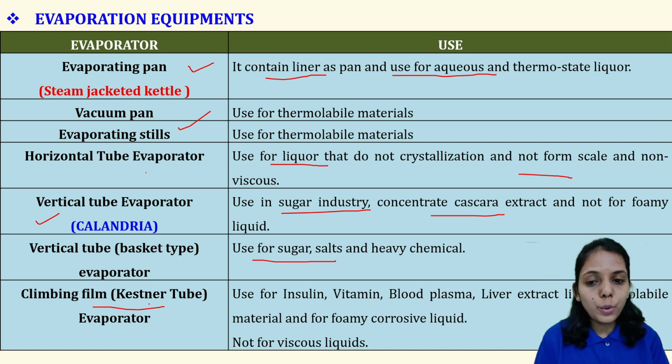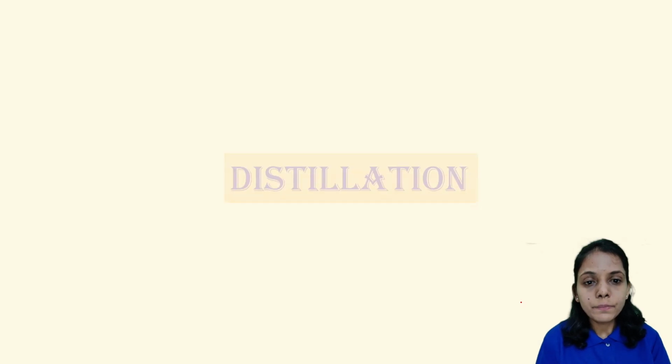That is the Kestner tube. Remember, these types are important. Kestner tube is which type of evaporator? That is a climbing film evaporator. It is basically used for insulin, vitamins, blood plasma, liver extract, like thermolabile materials, and for foamy corrosive liquids, but it is not used for viscous liquids because of their high viscosity. It becomes difficult for climbing film evaporators.